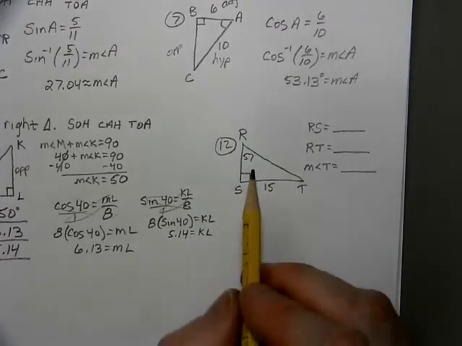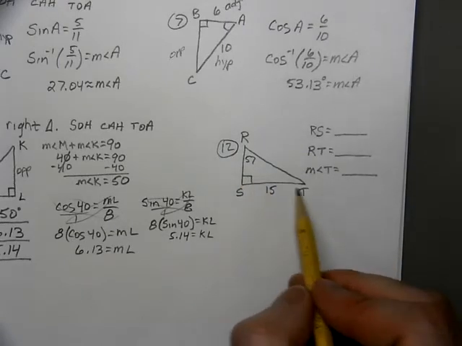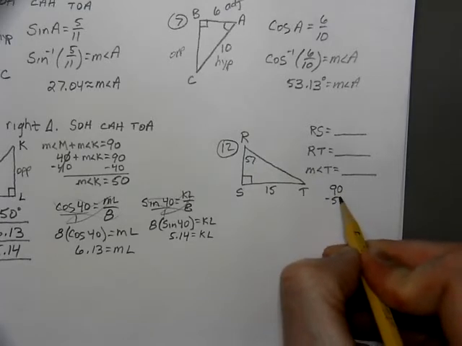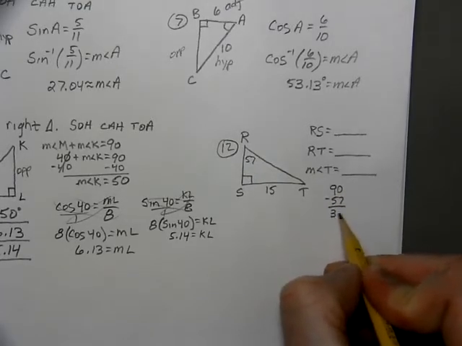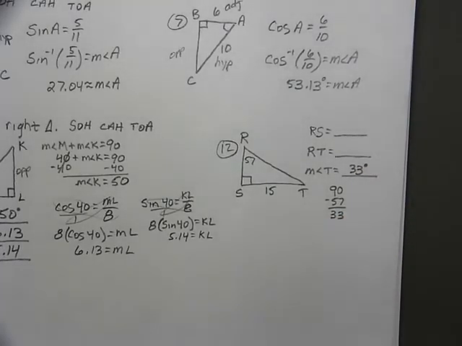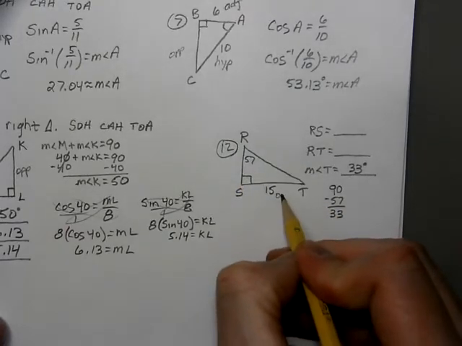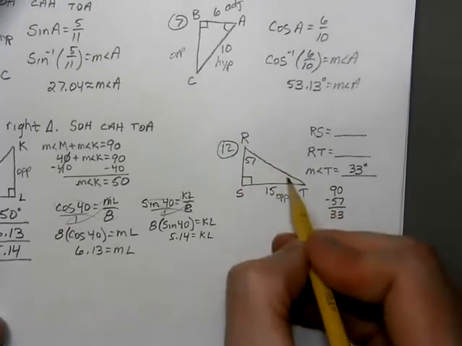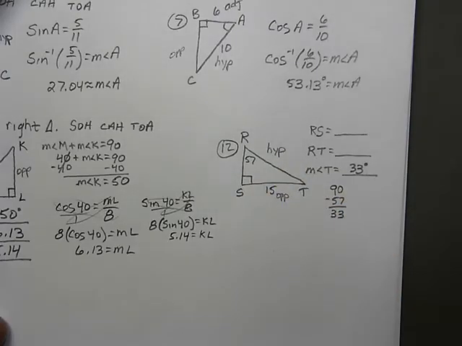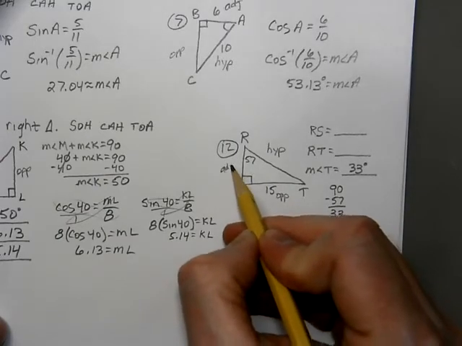So for number 12, we're solving this right triangle. We can solve for the measurement of angle T by saying 90 minus 57. That gives us 33 degrees. Now from the 57, the 15 is considered your opposite side. RT is considered your hypotenuse because that's across from 90 degrees. And RS is considered your adjacent side.